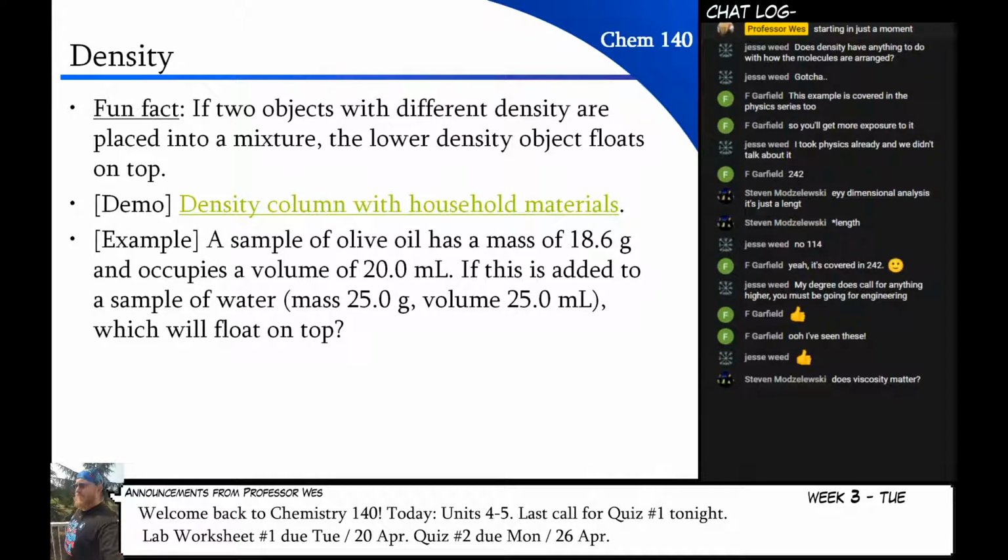All right, so let's calculate the density of these two substances real quick. If I calculate the density of the oil, that would be its mass divided by its volume. And you'll notice that the units don't cancel out, so we're going to keep both of the units there. That's not my calculator, that's my phone. So what do I get when I do this? I get 0.930.